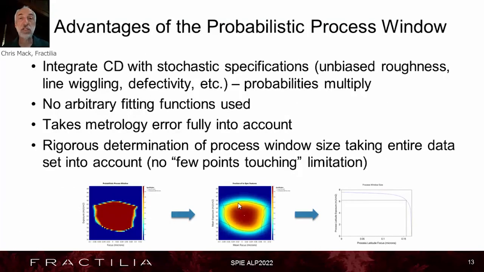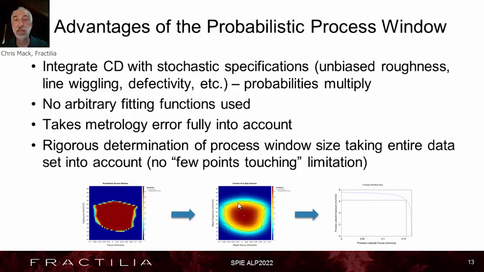So the advantages of the probabilistic process window. Number one, which I didn't really emphasize much so far, is that we can integrate CD with any other specifications trivially. If we have stochastic specifications like unbiased LWR, we could have a line wiggling spec, we could have any spec we want, defectivity. It's easy to add any other spec because the probabilities simply multiply.